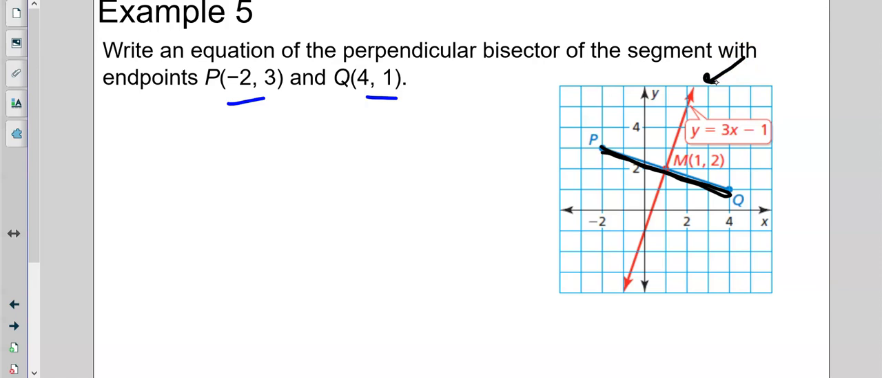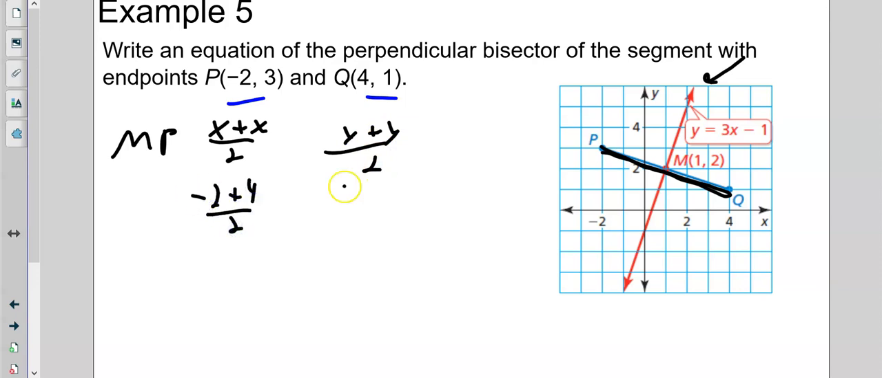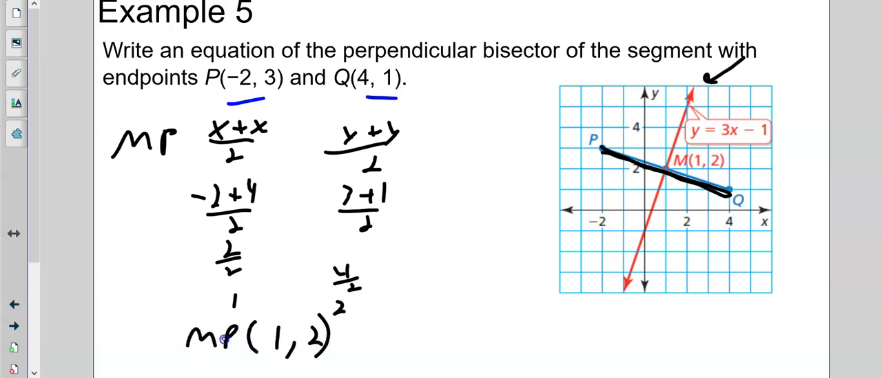Okay? So if it's a perpendicular bisector, it needs to go through the midpoint. So how do we find the midpoint? Remember, midpoint, we add x plus x and divide by 2, and y plus y and divide by 2. So for this, we take -2 plus 4 and divide by 2, and 3 plus 1 and divide by 2. So that's going to be 2 divided by 2, which is 1, and 4 divided by 2, which is 2. So there's where we get the midpoint of 1, 2. All right. We have that right here.